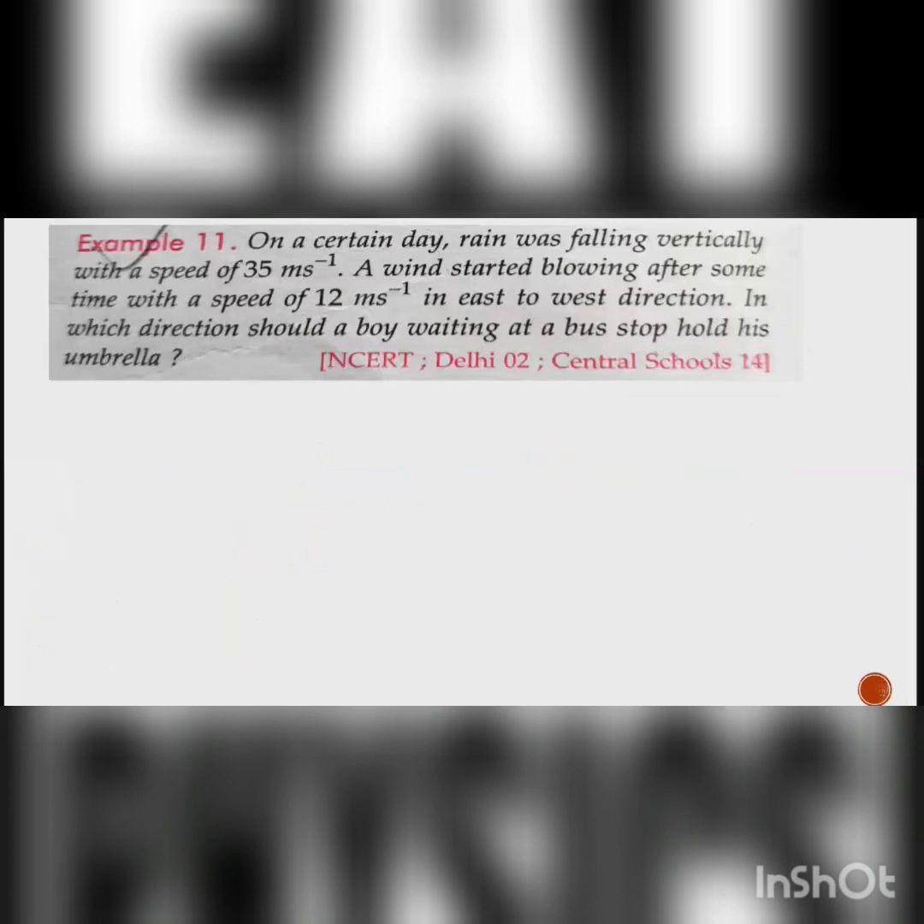On a certain day, rain was falling vertically with a speed of 35 meters per second. So rain is falling vertically downward with a velocity of 35 meters per second. A wind started blowing after some time with a speed of 12 meters per second in east to west direction. So this is your east, this is your west. So wind is blowing like this. This is velocity of rain. This is velocity of wind.